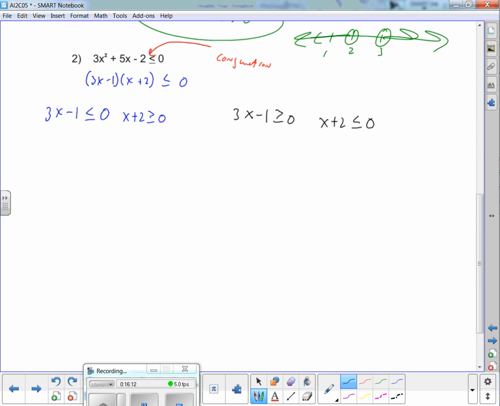Okay, let's finish. Move the negative 1, move the 3. X less than or equal to 1/3. Second one, move the 2. X greater than or equal to negative 2. Third one, move the negative 1, move the 3. X greater than or equal to 1/3. Fourth one, move the negative 2. X less than or equal to negative 2.